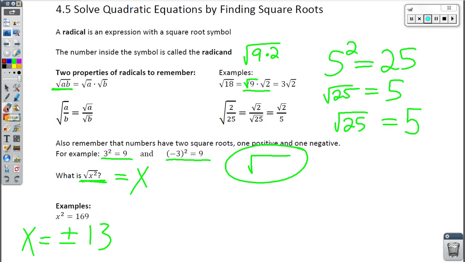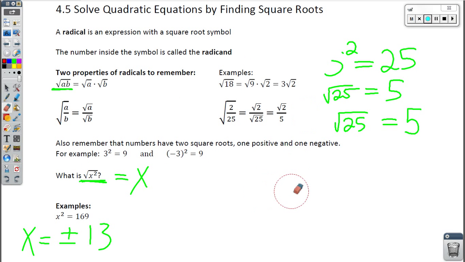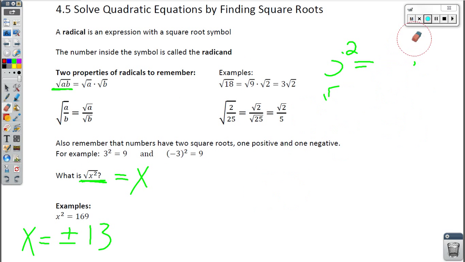And the reason is that x is an unknown, so we don't know what x is. So think of it this way. If I tell you I square a number, and when I square that number, I get 16, what was my original number? So you might be thinking, well, 4, because 4 squared is 16. But it could have just as easily been negative 4.